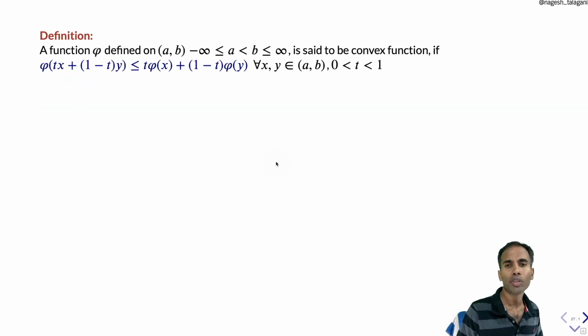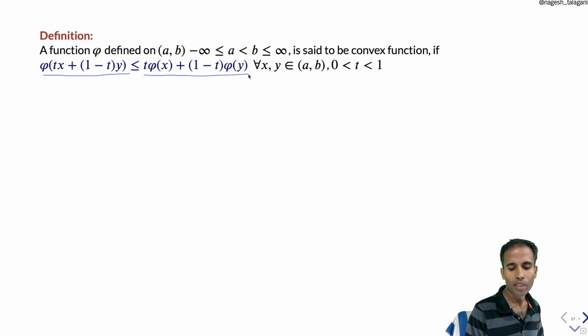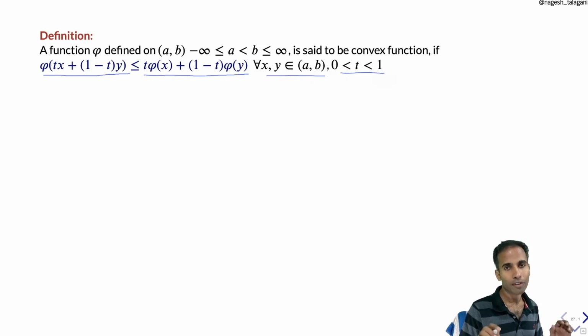Next, we are going to see another important inequality, something called Jensen's inequality. Before we see that, we need to understand what is called a convex function. Here is the definition. A function phi defined on the interval [a, b] is said to be convex if phi of (tx + (1 - t)y) is less than or equal to t phi of x plus (1 - t) phi of y, for all x, y in the interval [a, b] and 0 less than t less than 1. This is the definition. Let me explain through examples.